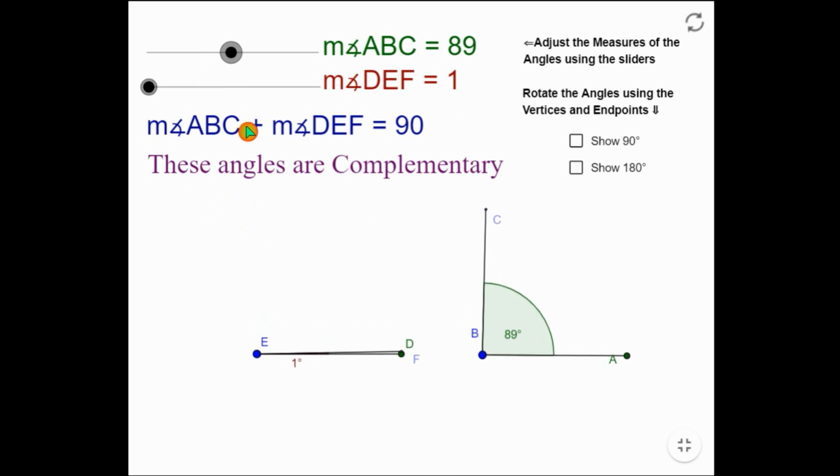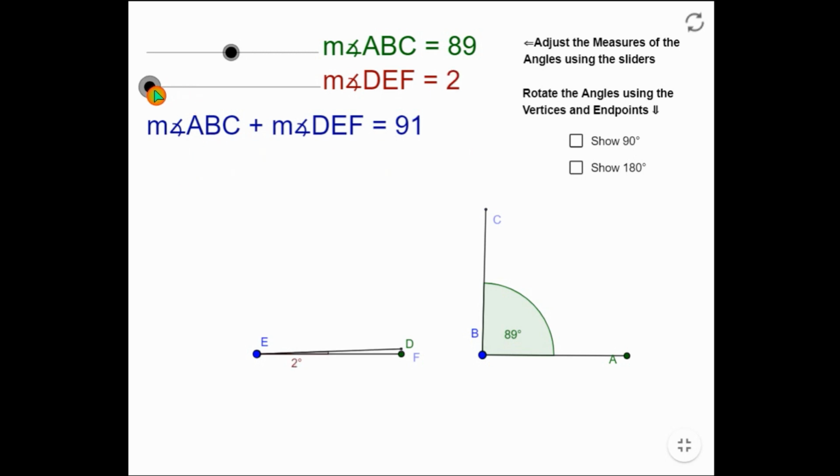Okay? Now, let's try to move this one. If we try to move this one, you will also see na nag-rotate na yung terminal side ng angle DEF natin, and as you move it, lagpas na siya sa 90. So, these two angles, kapag plinas natin, they are not complementary angles anymore. Why? Because yung sum nila ay lagpas na sa 90 degrees.